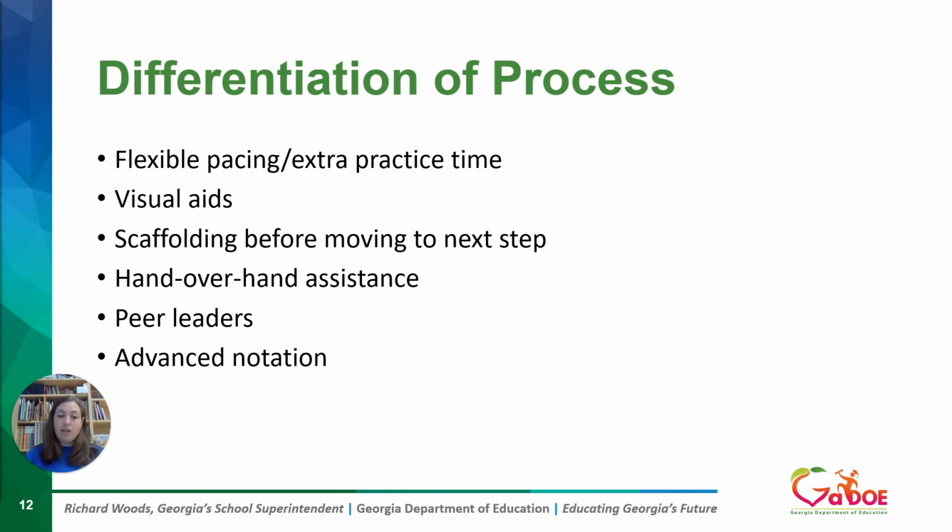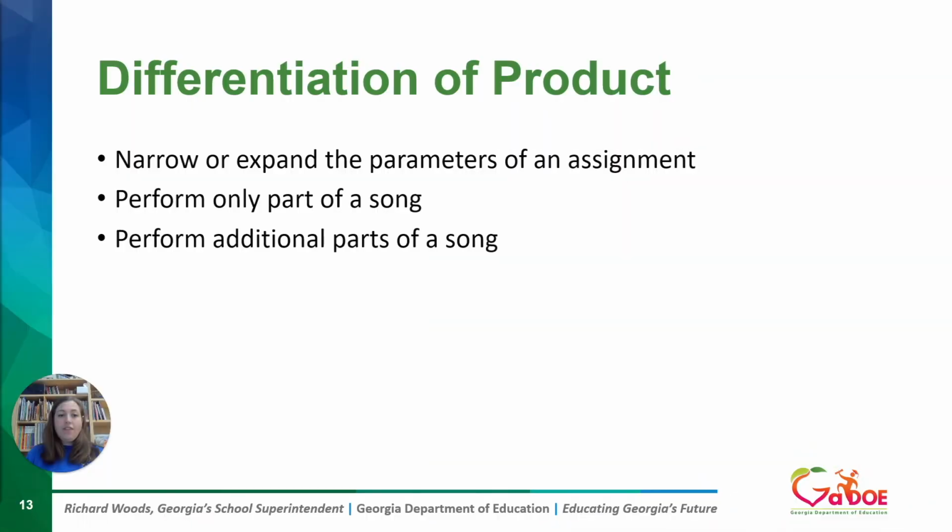So instead of just doing a single measure in isolation, you can show what a rhythm might look like in a piece of orchestral music on a score. And then you can also differentiate by product. So in this, you still want to make sure that the students are achieving the standard, but the parameters for how they do so can change.